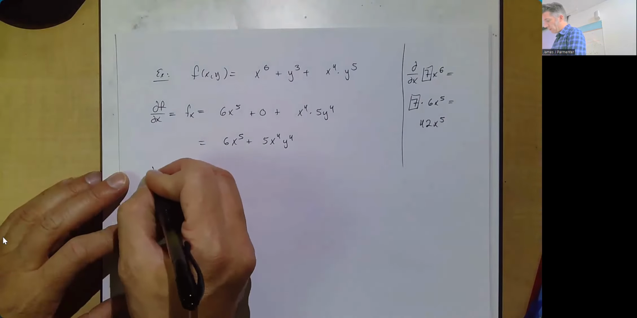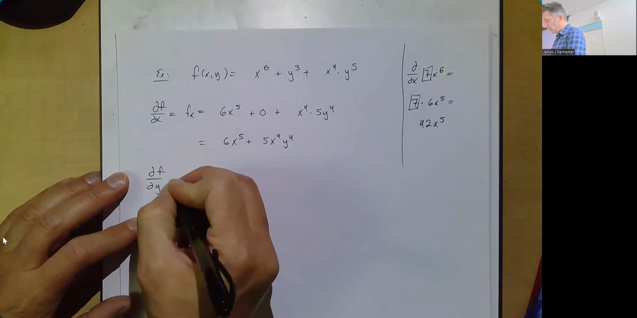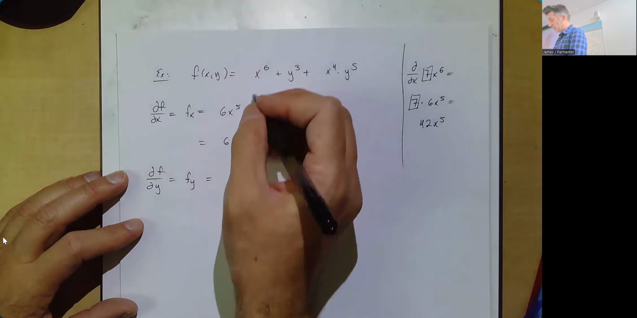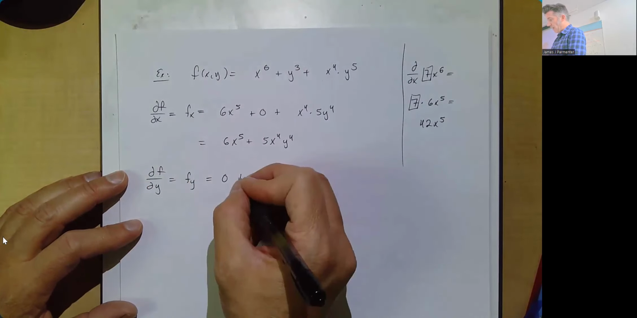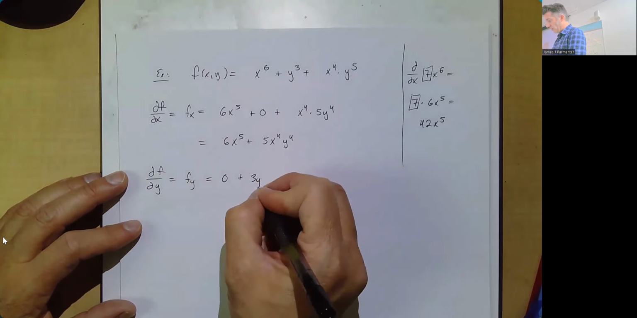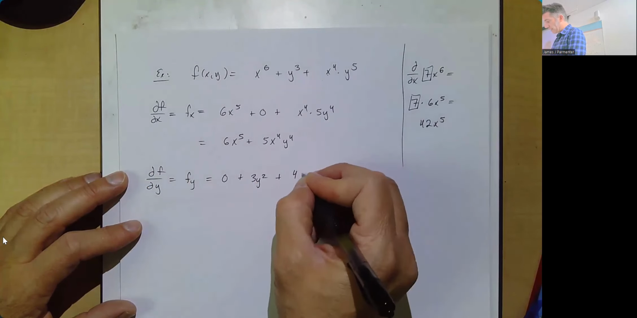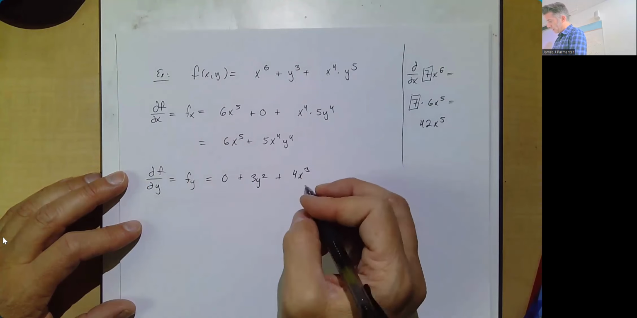Let's find the other one. Let's find del f del y, also known as fy. So now the derivative of x to the 6th is going to be 0. The derivative of y cubed is going to be 3y squared. And the derivative of x to the 4th times y to the 5th is going to be 4x cubed. Oops, nope, not at all.